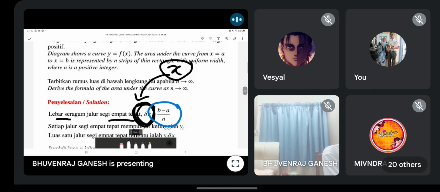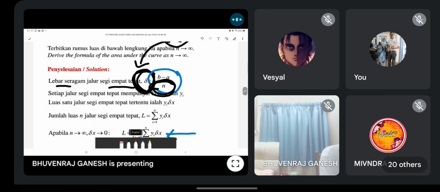n is the total number of rectangles we have. Jumlah segi empat tepat. b is the most right rectangle. a is the most left rectangle. Yang paling kanan minus paling kiri. Then you get the total length. Am I right? The total width. And then you divide by the number of rectangles you have, n.